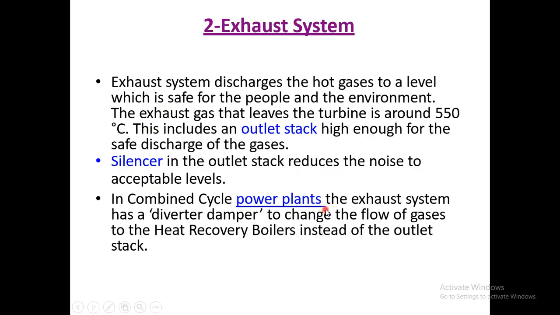In combined cycle power plants, combined cycle is a unique kind of power plant. The exhaust system has a diverter damper to change the flow of gases to the heat recovery boilers instead of the outlet stack.